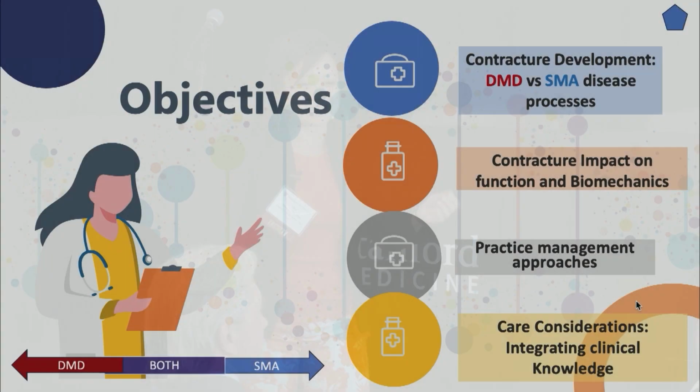So here are our objectives. We're going to look at contracture development in DMD and SMA, taking into consideration the disease process. What does it mean? What does it look like? How is it different in DMD versus SMA? And then, of course, we can't talk about contractures without talking about function and biomechanics. How does that impact function? And how do we, as clinicians, make decisions on care recommendations?